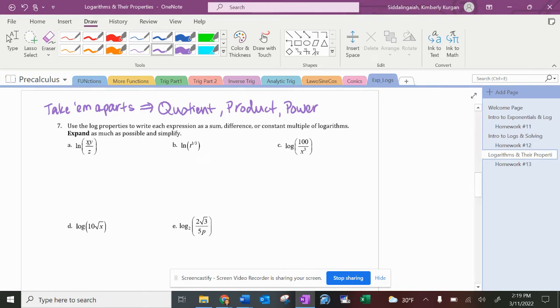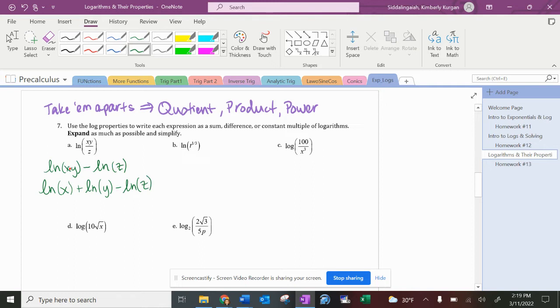So the first thing I try to do is get rid of the division. The property says that if I'm dividing, I can rewrite it as two logs that are subtracted. So that means I have the ln of xy minus ln of z. So now I've used my quotient property. Next up is product property. Well, I have multiplication going on between the x and the y, so I can break that apart. So this is ln of x plus ln of y minus ln of z.